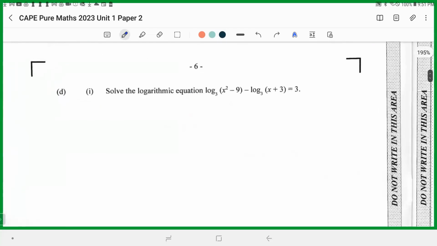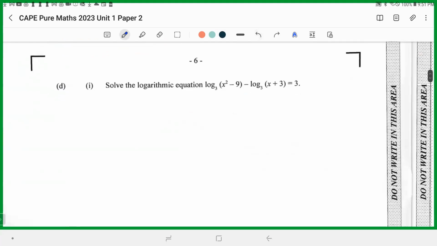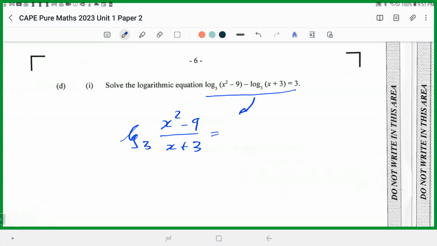So the minus here, sorry, means that we're going to divide the logs, right? We're going to get the log of the quotient. I know that this is the difference of 2 squares inside here. But in any case, the logs equation initially is going to become log to base 3 of x squared minus 9 divided by x plus 3. That's the law of logs, and that is equal to 3.